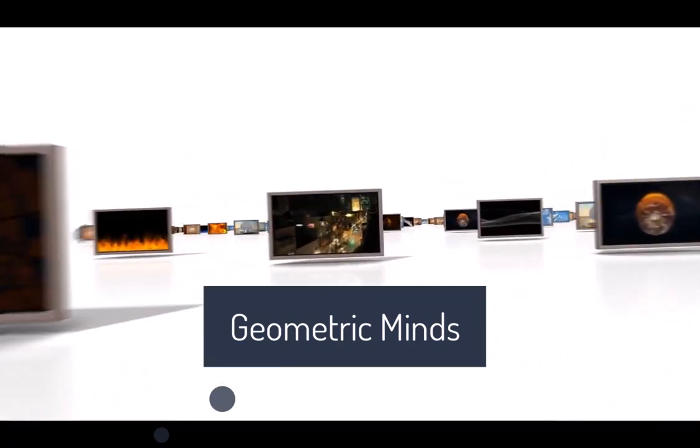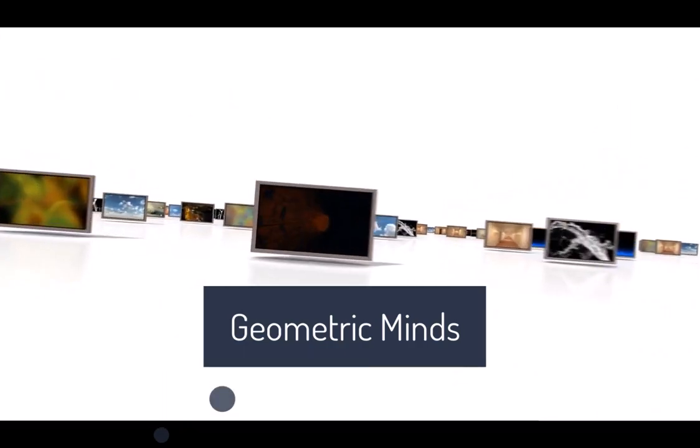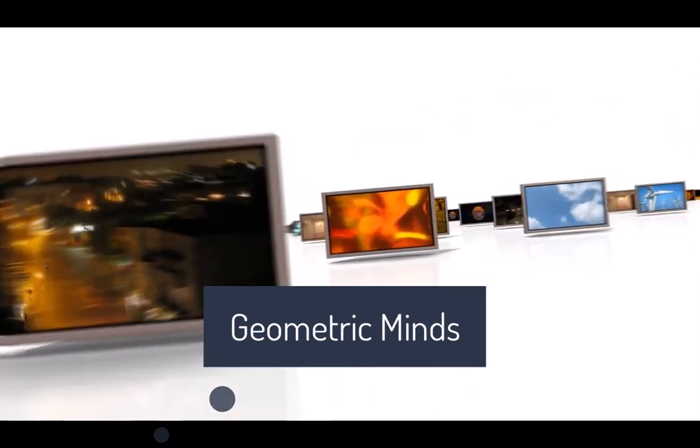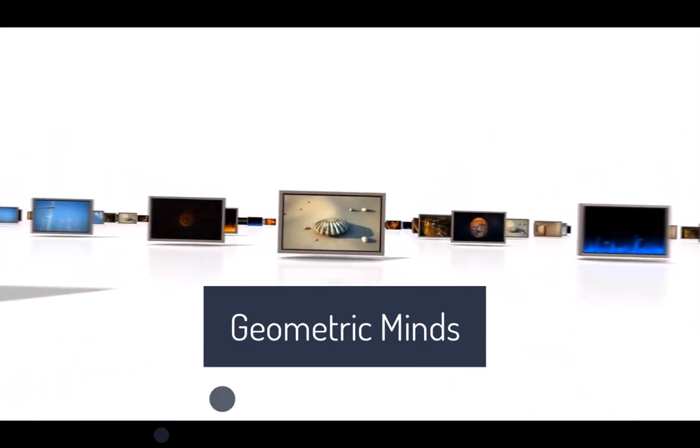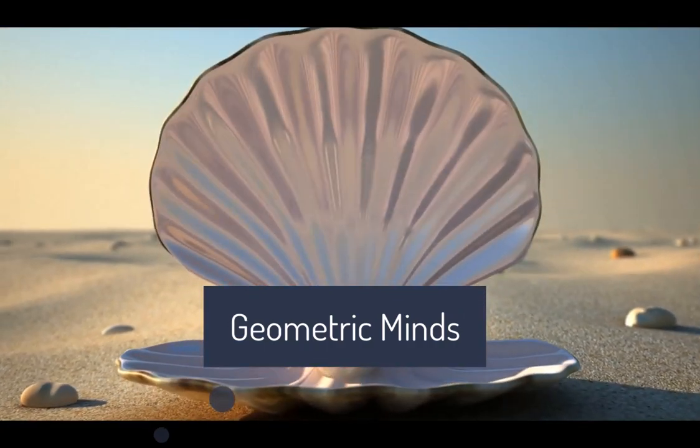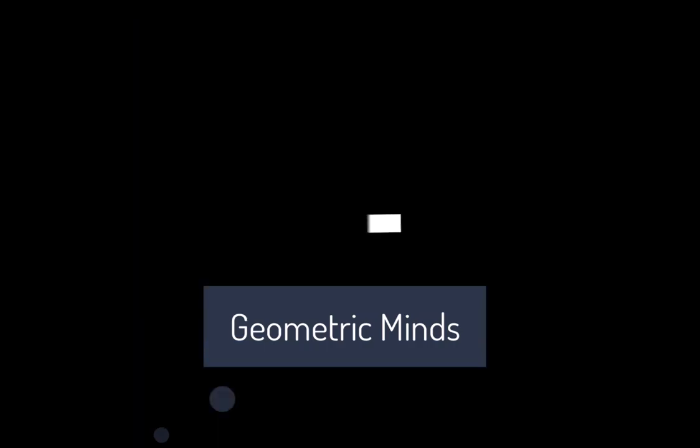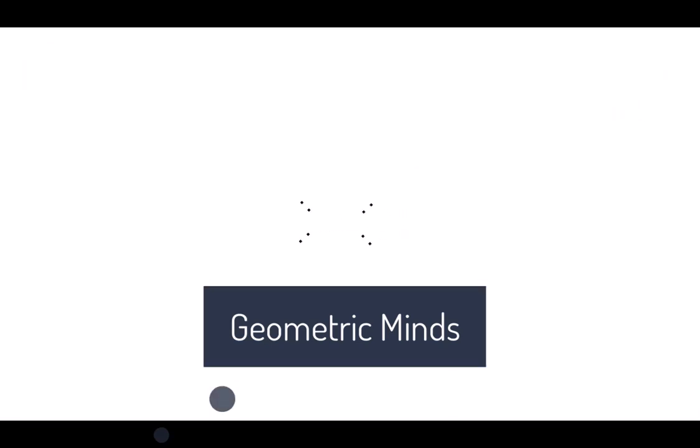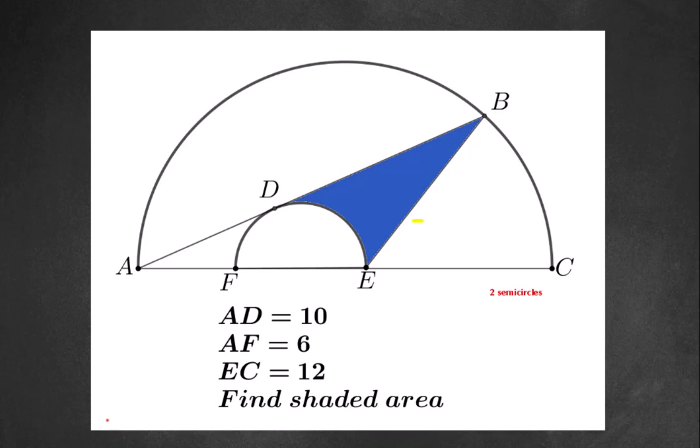Geometric minds. We have a small problem here, a shaded area we are going to solve today. The author made two semicircles, one inside the other, and we have a shaded area, the blue one here, to calculate. They have given us the value of AD. They said AD was 10, and AF is 6, and EC is 12, and they want us to find the blue shaded area.